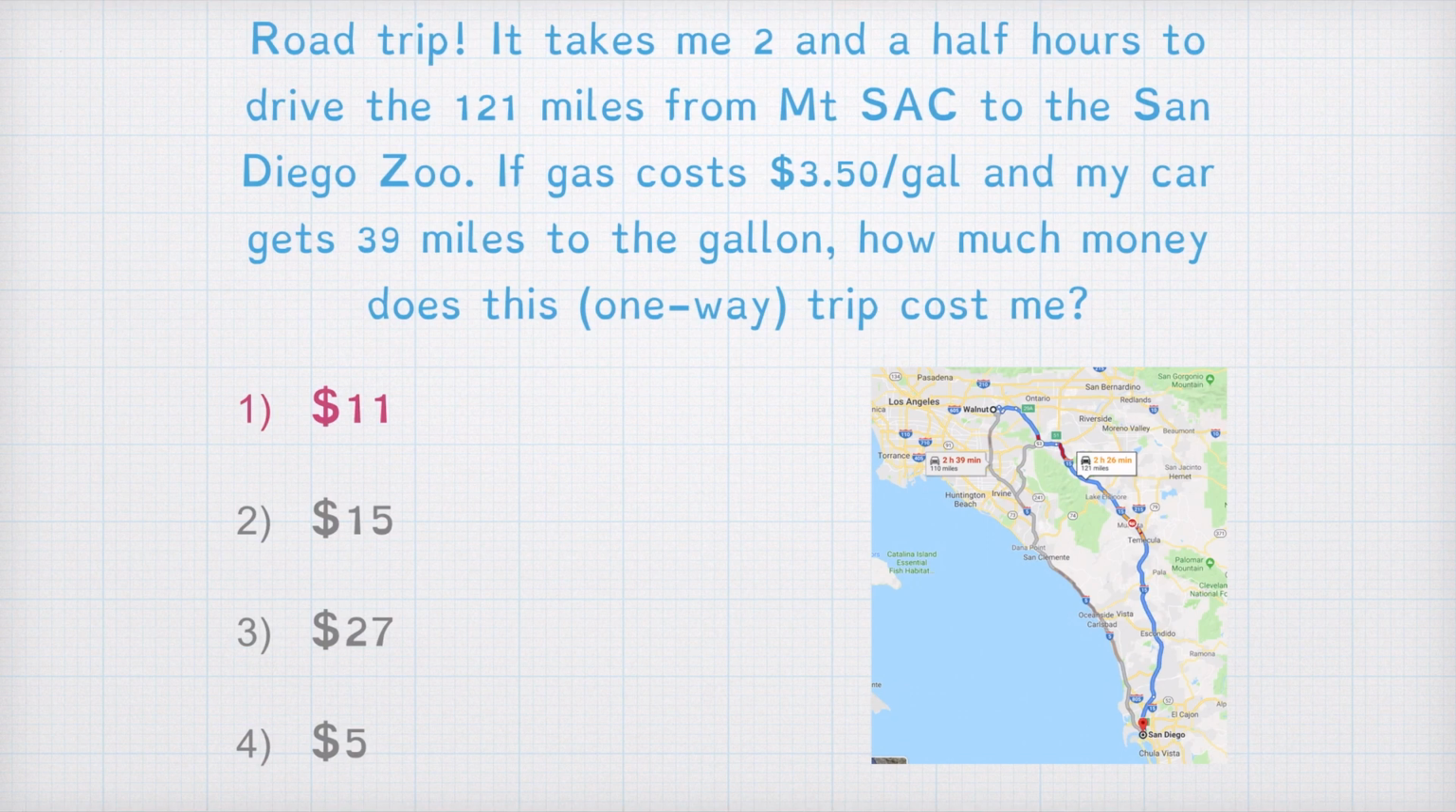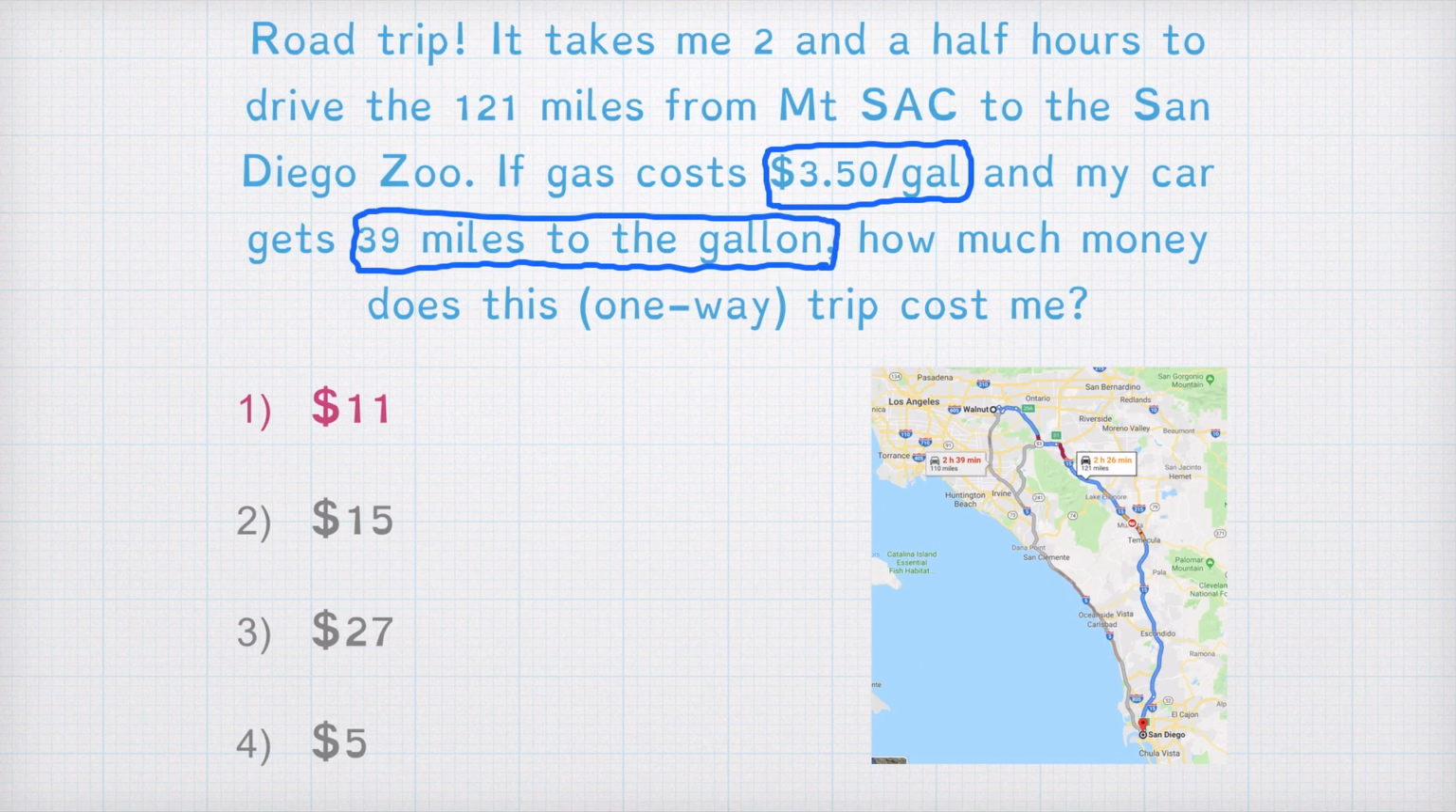One of the things you need to figure out with this problem is what number do you start with? Because there are a few different numbers here that you could. Now, the $3.50 to the gallon, the units there is dollars per gallon. That's a fraction, so you probably don't want to start with that number. 39 miles looks like it doesn't have a fractional unit, but it's miles to the gallon. And so that's really miles per gallon, which means that's also a fraction.